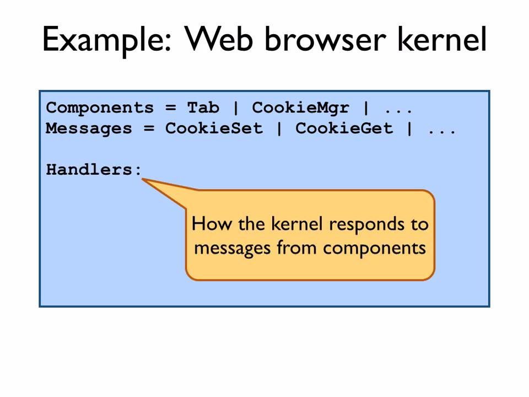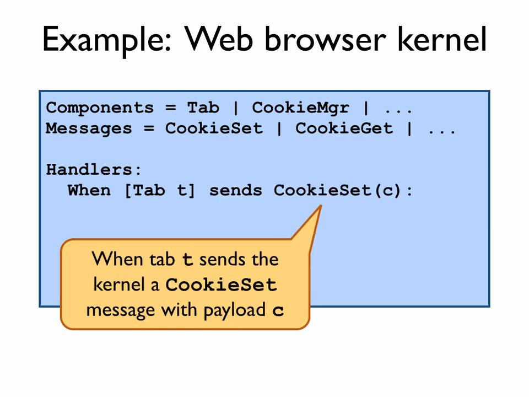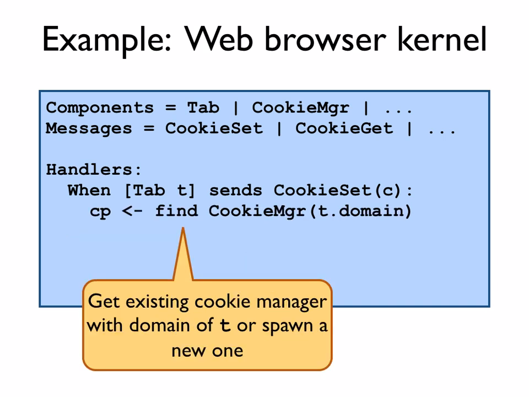And finally, the user writes how the kernel responds to messages from components. So for example, when the kernel receives a cookie set message with value C from a tab, the kernel first retrieves the cookie manager for that tab's domain using the find command. Now the find command is simply a primitive of Reflex, and in this case, the find command first tries to retrieve the cookie manager for that tab's domain if one already exists, and if one does not already exist, the find command simply spawns a new one.